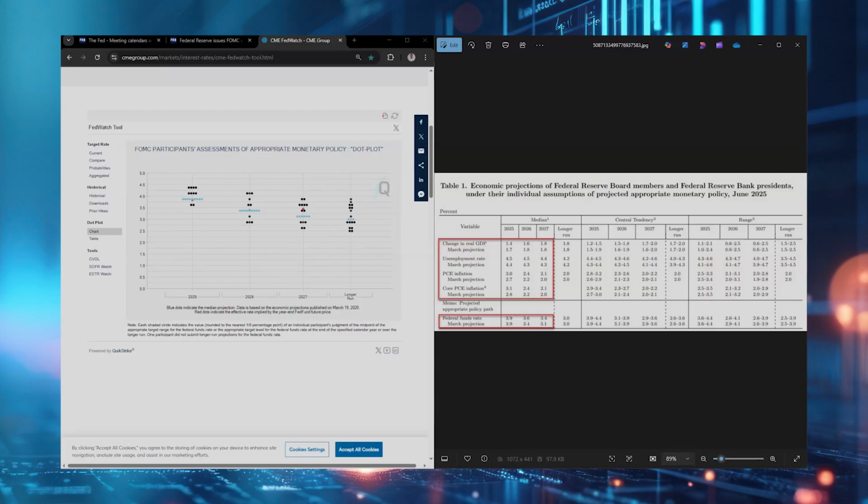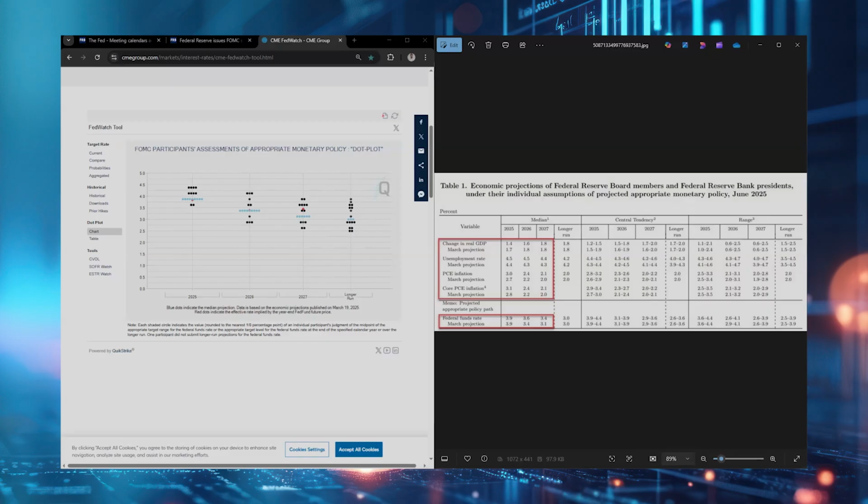The number of members expecting rate cuts in 2025 jumped from 4 to 7. And then we have that type of projection. In summary, this looks like stagflation.